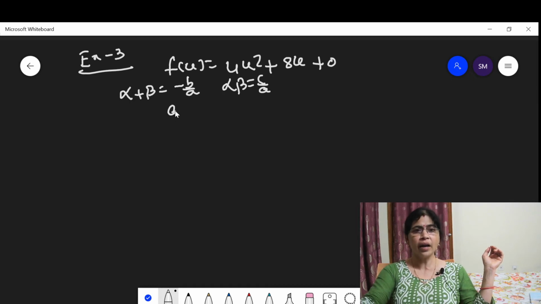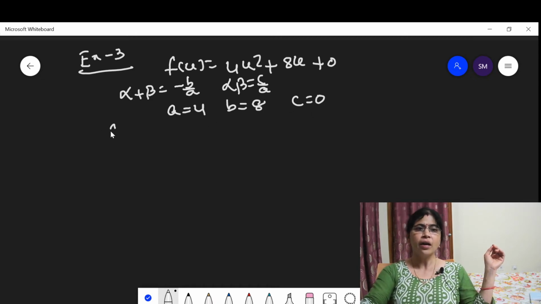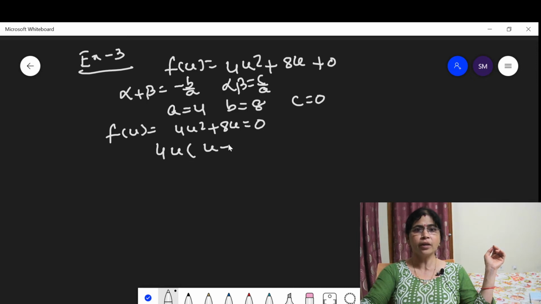This means here a is equal to 4, the coefficient of u square, and b is equal to 8 and c is equal to 0. Here a, b, c are given. Now let us find the zeros of the polynomial. f of u is equal to 4u square plus 8u is equal to 0. Now take common 4u, and here this is u plus 2 is equal to 0, which shows that u is equal to 0 is the first zero and u is equal to minus 2 is another zero.